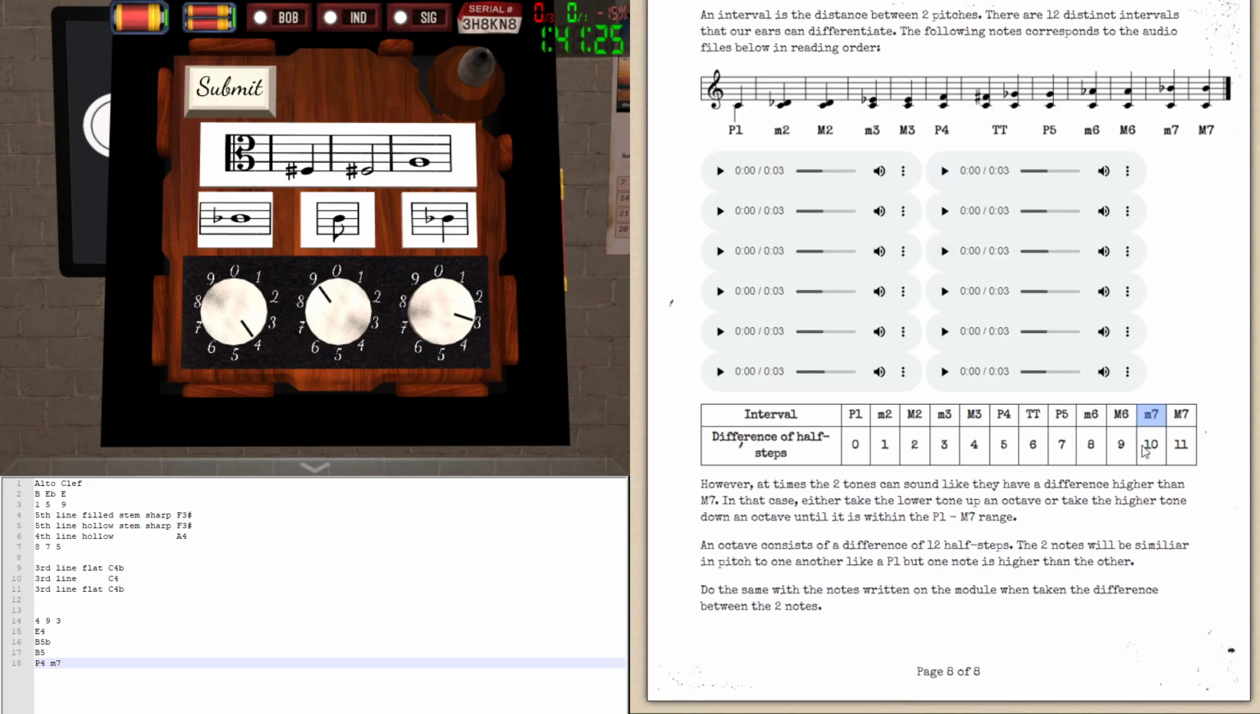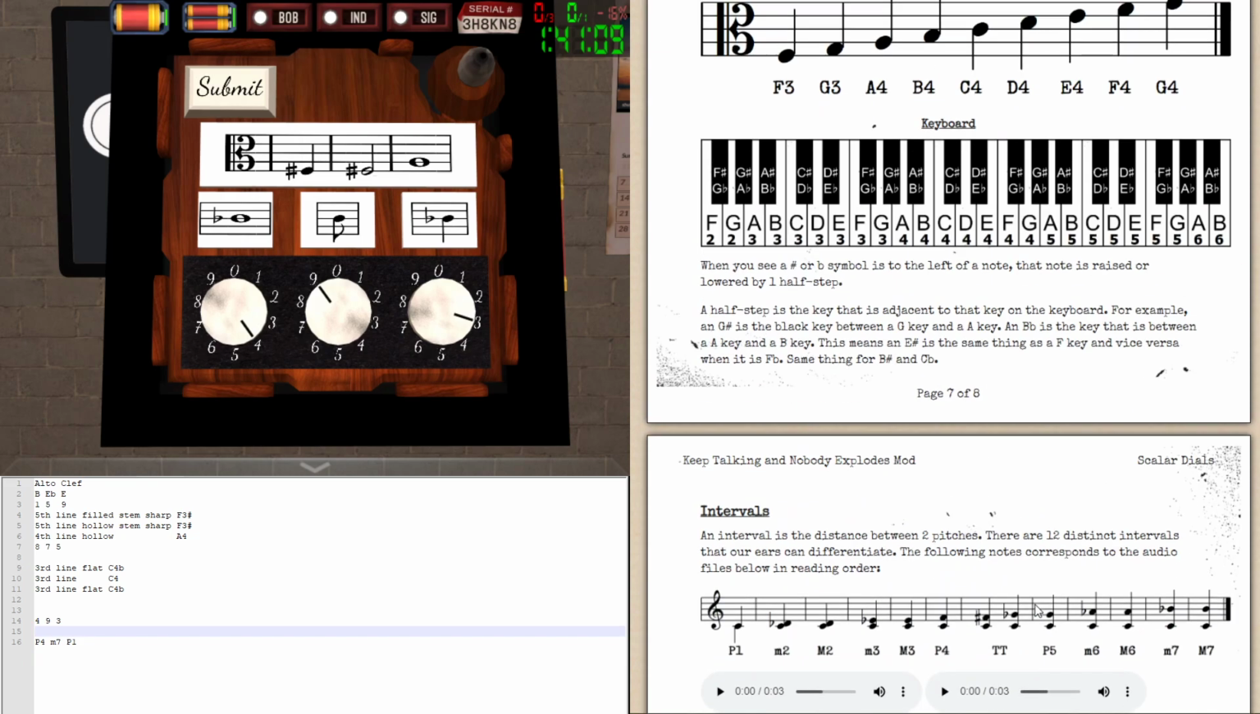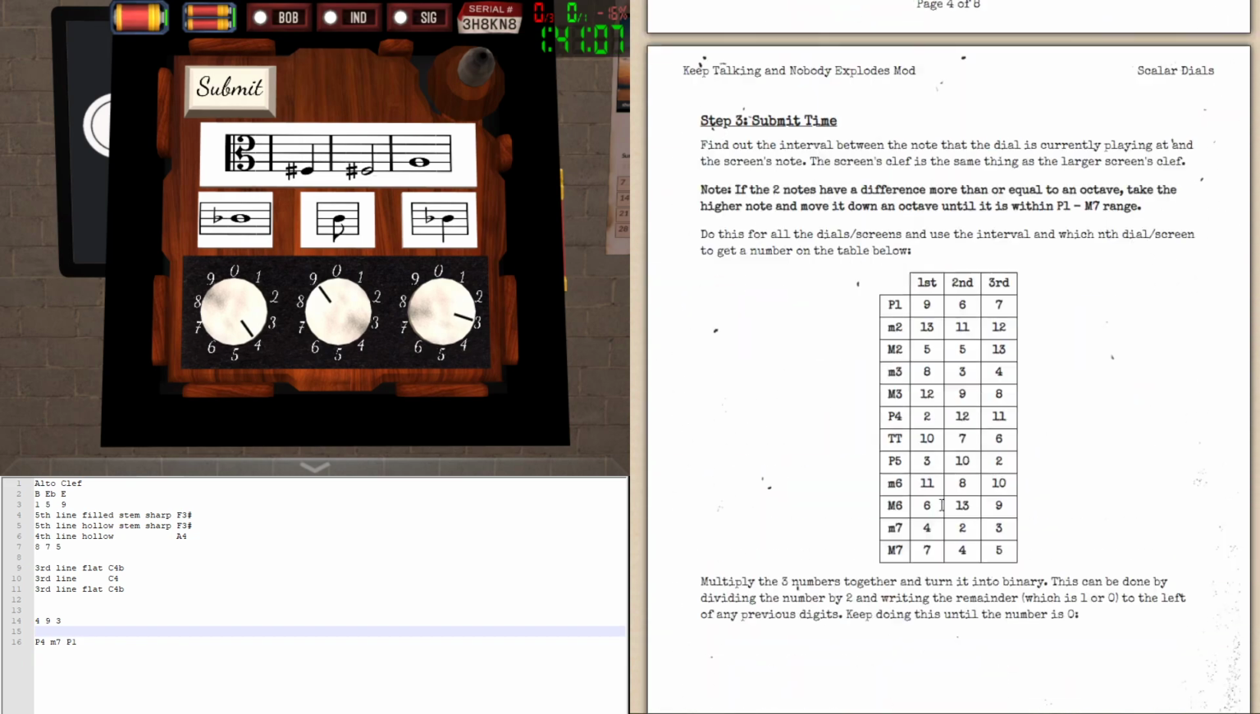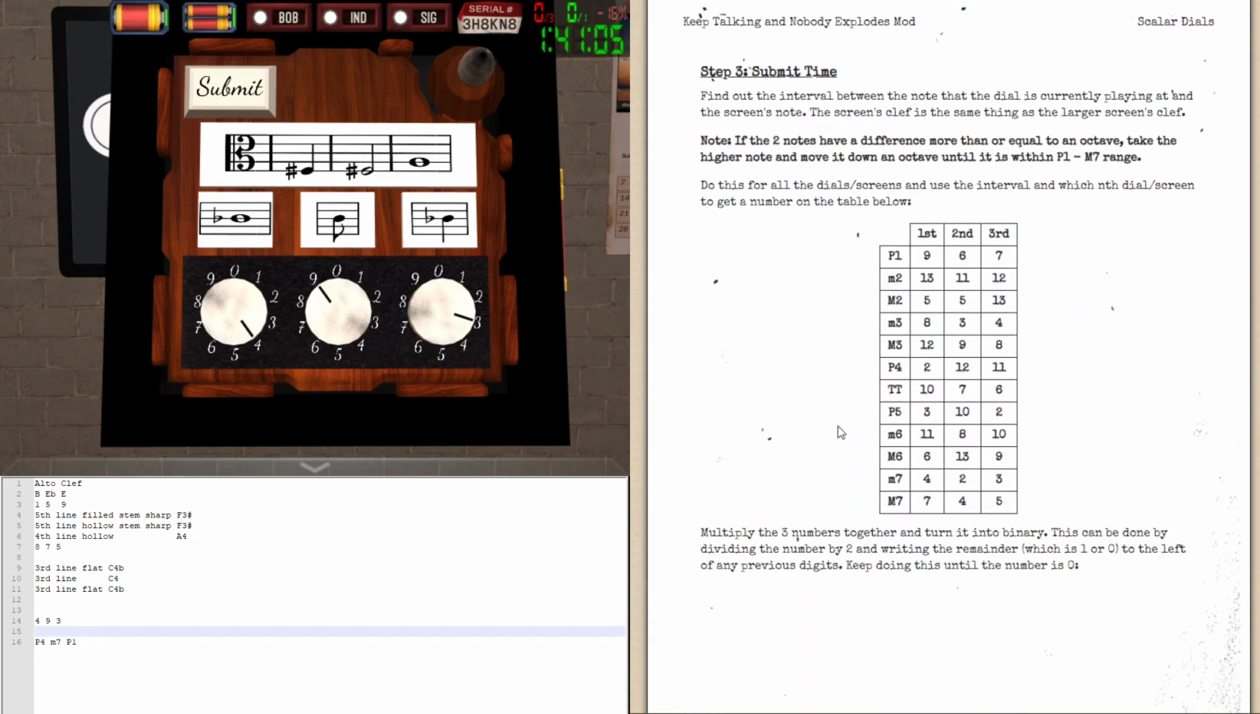Now, notice this only goes from 0 to 11. If it exits out of this range, subtract it by 12 until it is. So 12 minus 12 is going to be 0. 0 is going to be a P1. Okay, now we got our 3 intervals. What we got to do now is use each one. So P4 is going to be a 2.